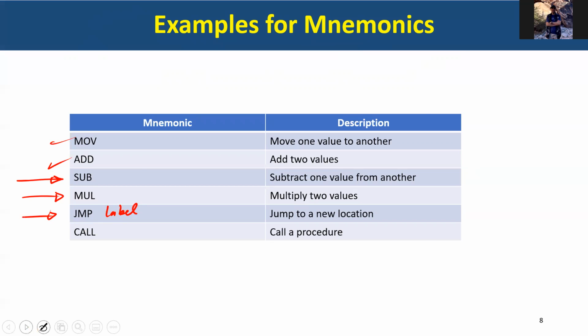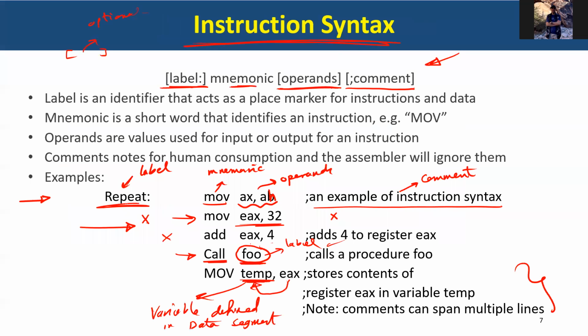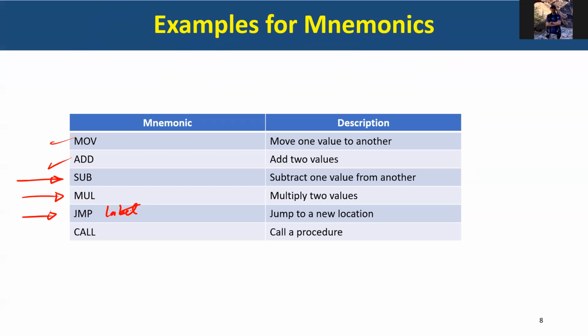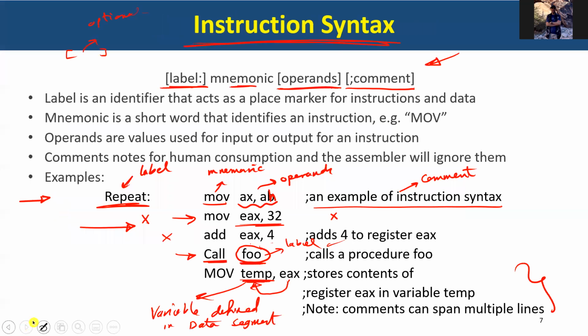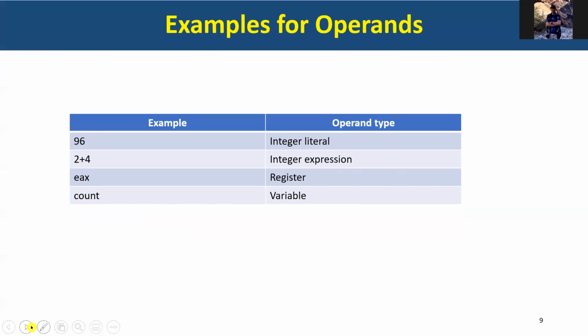Like for example here, you might say jump repeat, which means go to the line repeat. And the call is for a procedure, like call foo here in this example. Okay, here are examples for operands.